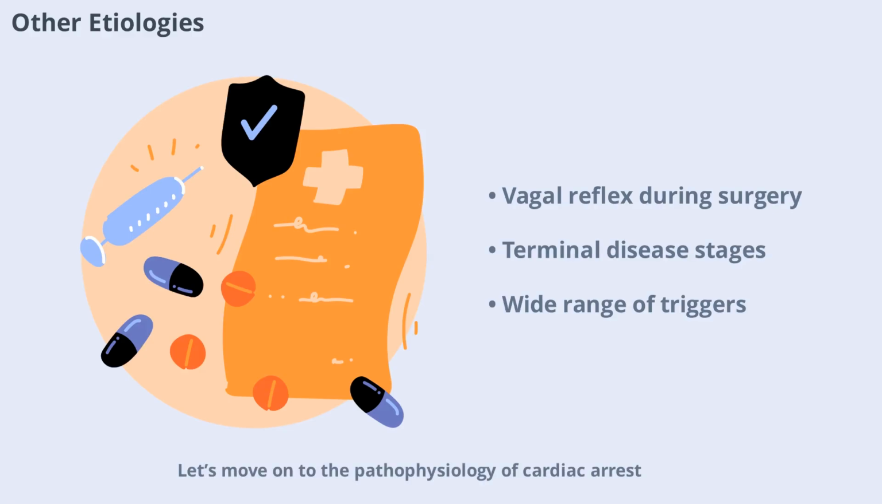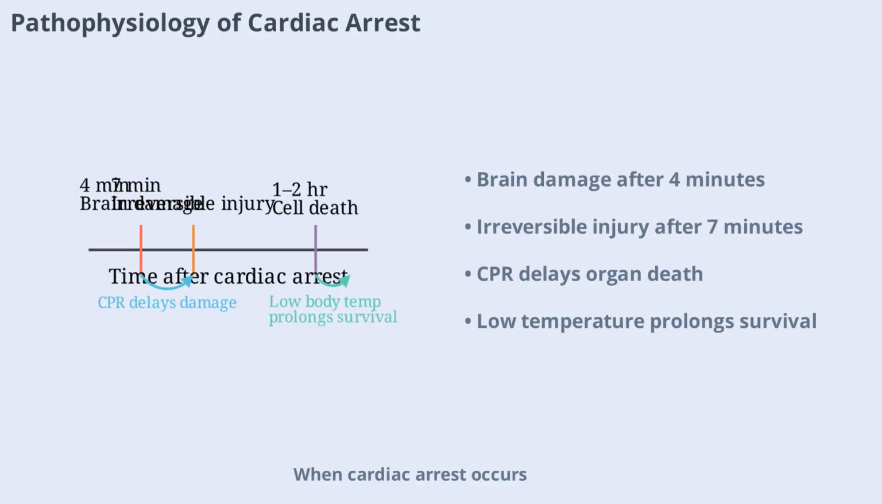Let's move on to the pathophysiology of cardiac arrest and how CPR works to maintain vital organ function. When cardiac arrest occurs, the body's tissues are deprived of oxygen and blood flow. CPR is used to oxygenate the blood and maintain cardiac output, keeping vital organs alive. The physiology of CPR involves generating a pressure gradient between arterial and venous beds, achieved through chest compressions and rescue breathing. The brain can sustain damage after about 4 minutes without blood flow, and irreversible injury occurs after 7 minutes.